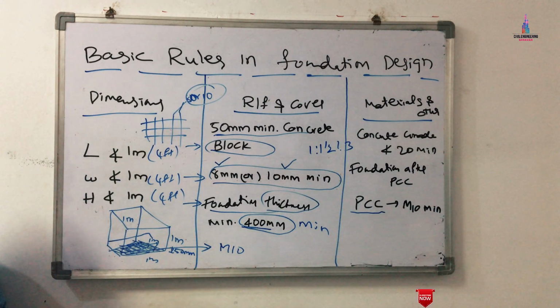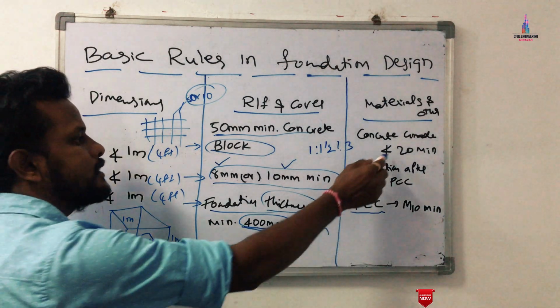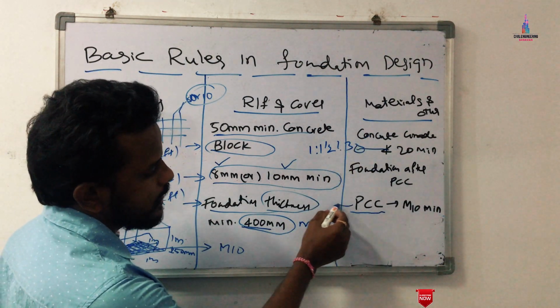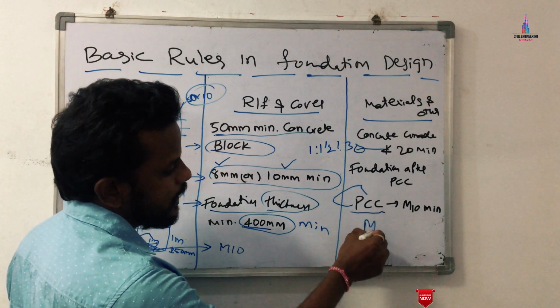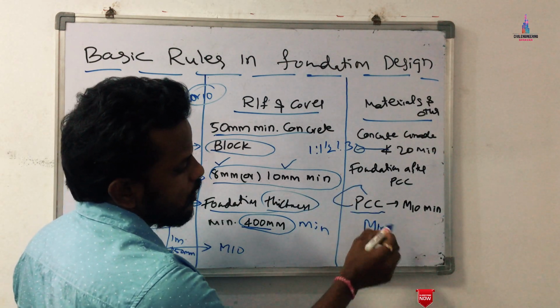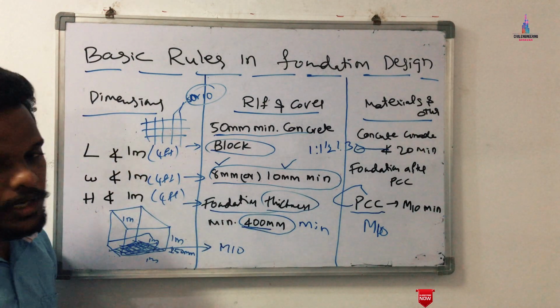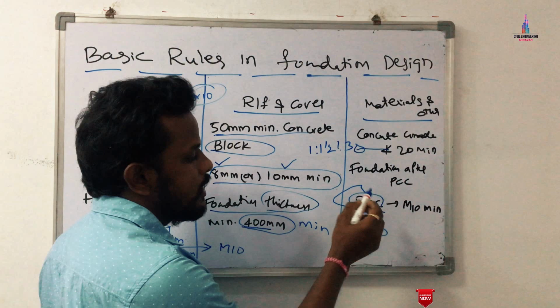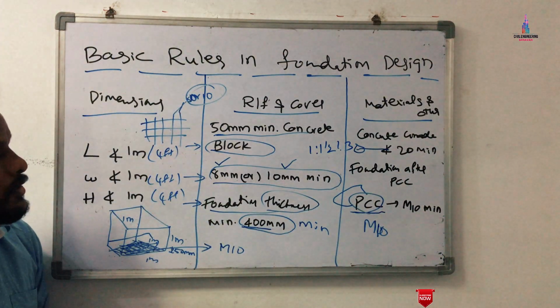So basically for the foundation design, we are using the minimum grade of concrete as M20 grade here, and for the PCC bed also we need to use approximately M10 grade concrete. Okay, so there is no grade lower than M10 which should be used for the PCC bed for the foundation design section. Okay, so this is a complete concept.